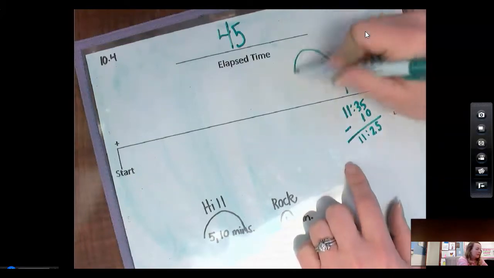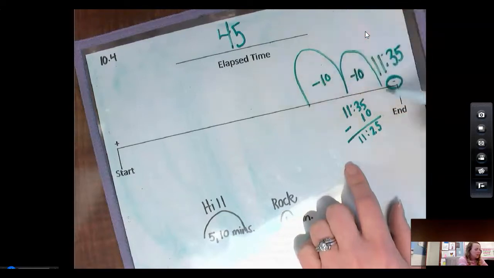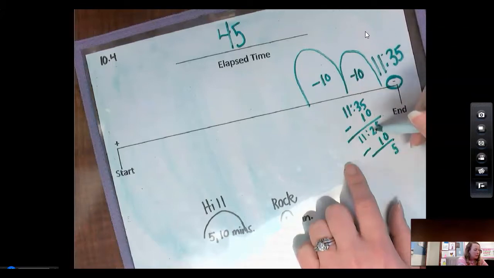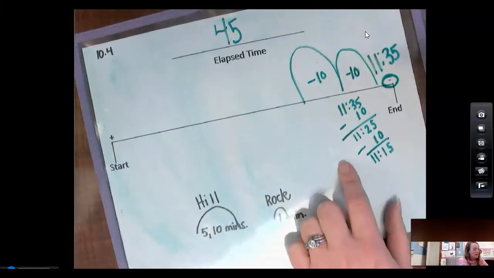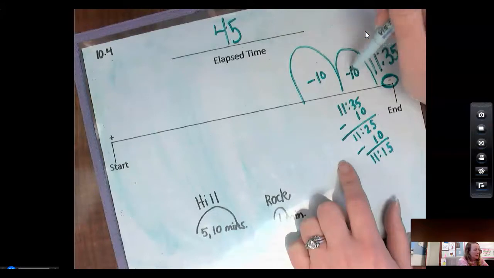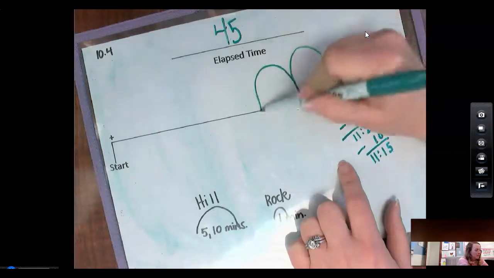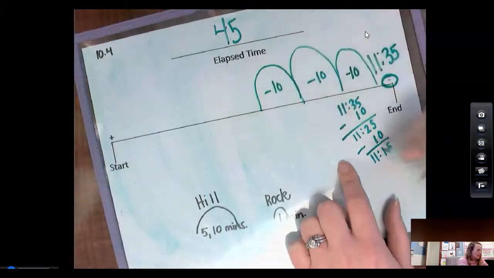Yeah, we got to minus 10, kiddos, until we can't anymore. So minus 10. 5 minus 0 is 5. 2 minus 1 is 1. Drop your 11. I'm at 11:15. All right, 11:15. I have to go 45 minutes, and I'm at 11:15. Yeah, if you said minus 10 again, you're exactly right. So I'm going to minus 10.